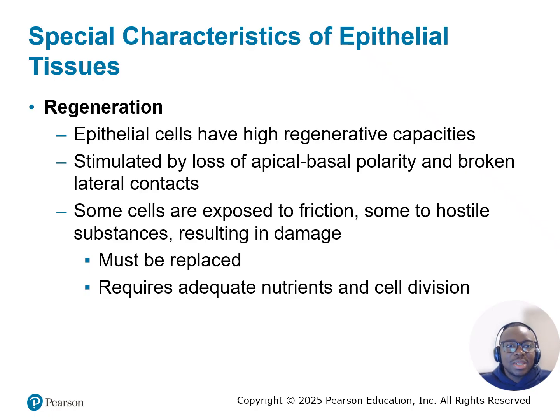Epithelial tissue has high regenerative capacity. Some are exposed to friction and their surface cells rub off. Others are damaged by hostile substances in the environment. When their apical basal polarity and lateral contacts are destroyed, epithelial tissue begins to reproduce itself rapidly. Adequate nutrition is required for epithelial cells to replace lost cells by cell division.